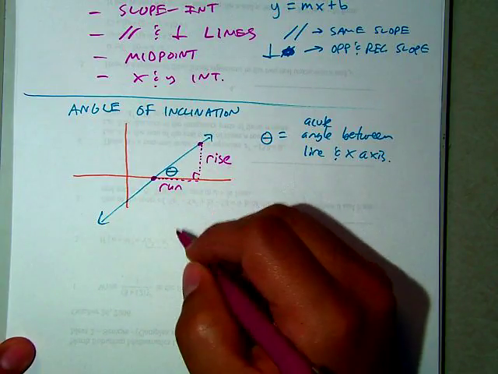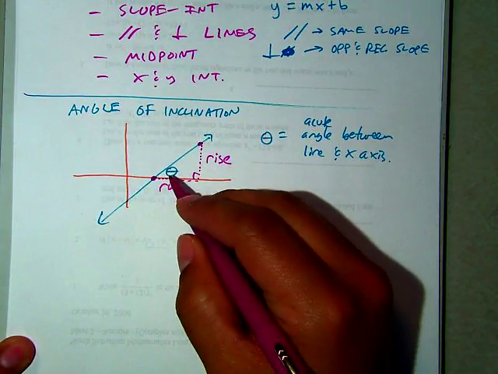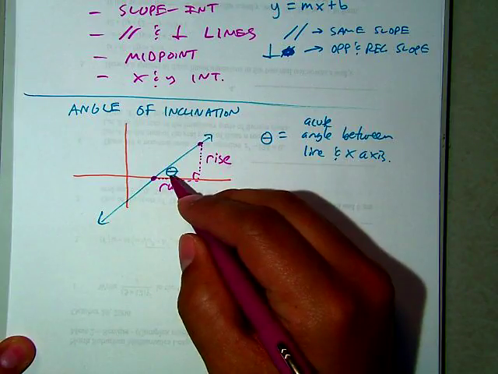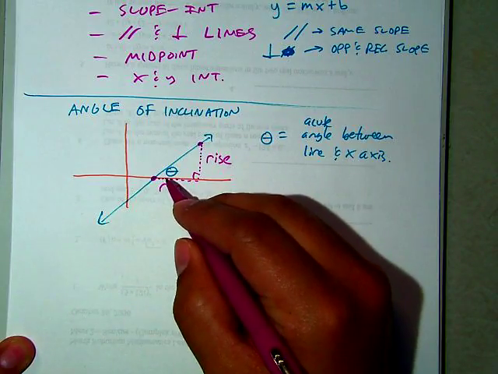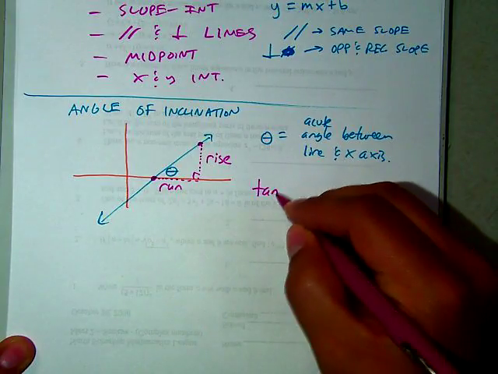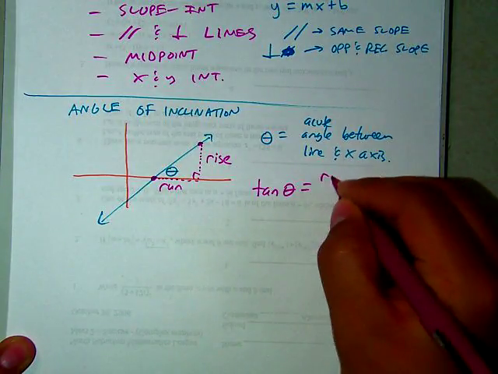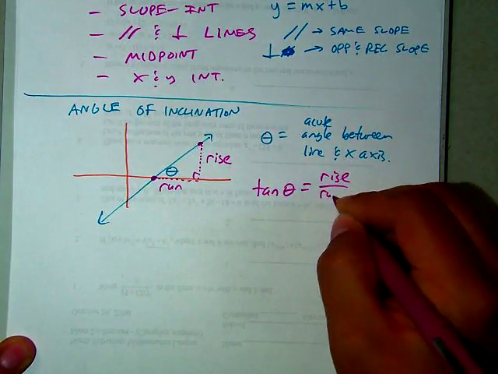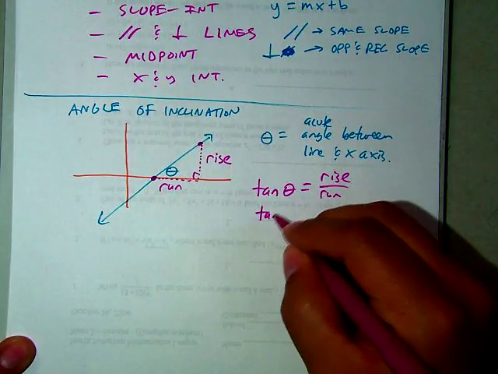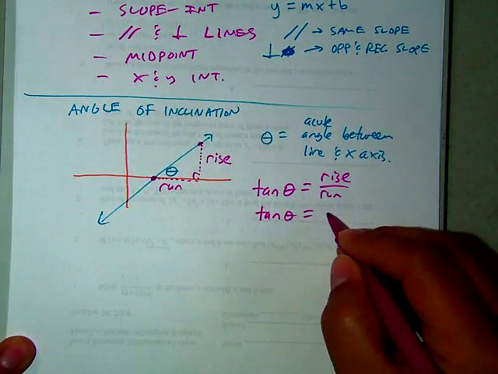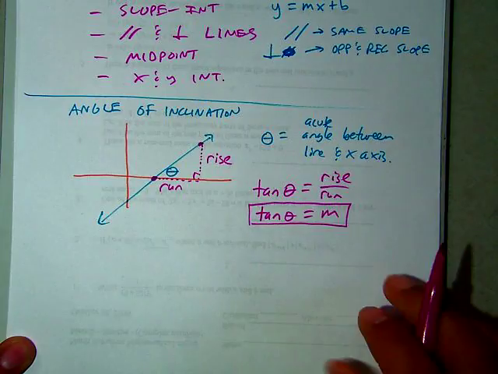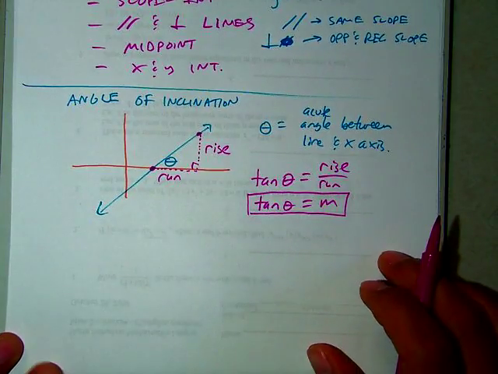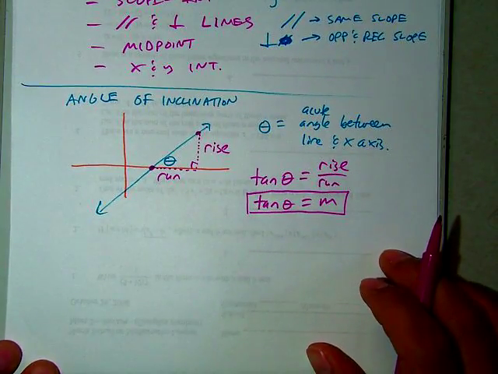If I have rise over run and I have this angle here, which of the SOHCAHTOAs do you think about when you see theta? Tangent, yeah. Tangent is opposite over adjacent, which is rise over run. And what is the formal name for rise over run? Slope. So here is the angle of inclination formula. If you know the slope of a line, you can find the angle of inclination. Okay?